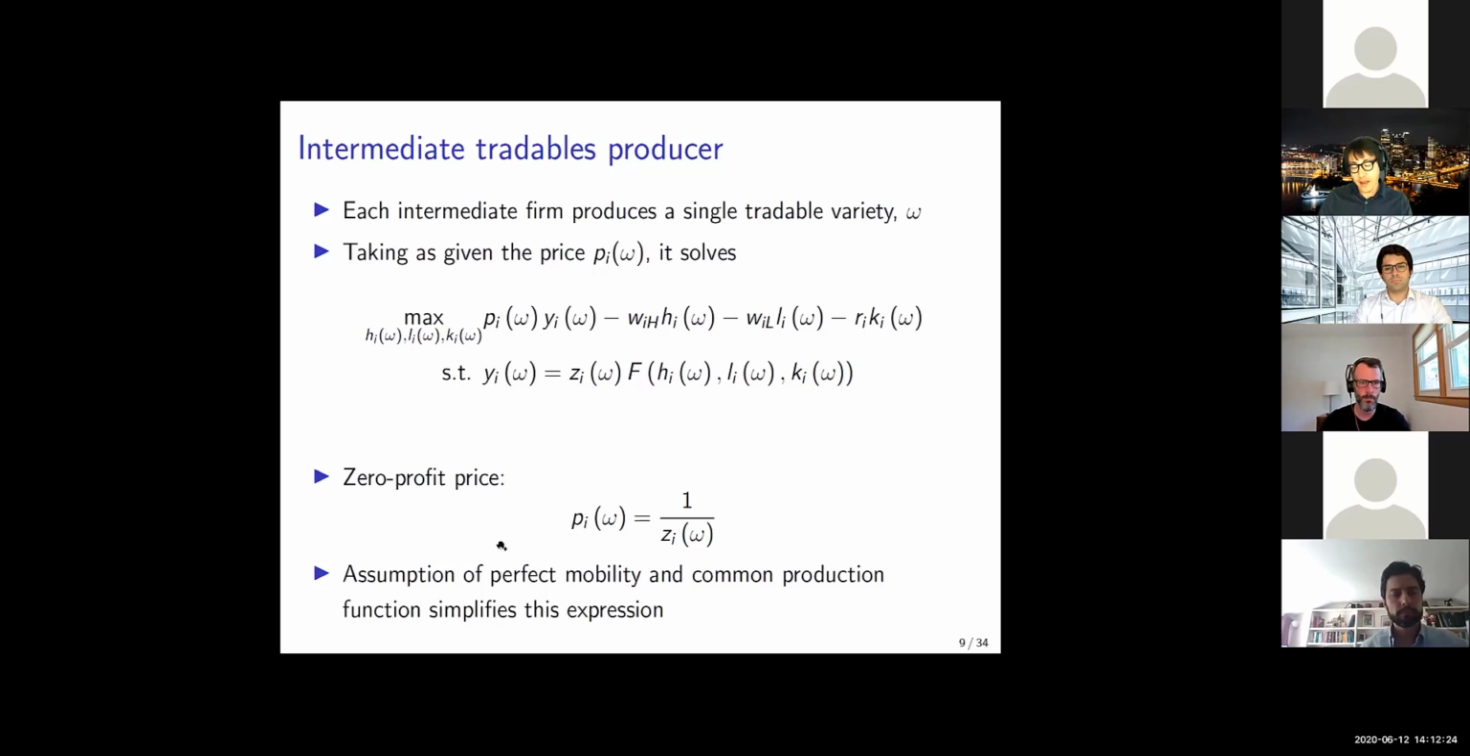Yeah, and in particular, the assumption of perfect mobility across sectors, where workers can freely move between the tradable and the non-tradable, and the assumption that they have the same production function and the same elasticities as the non-tradable sector, really simplifies the zero-profit price, because they face the same set of factor prices.